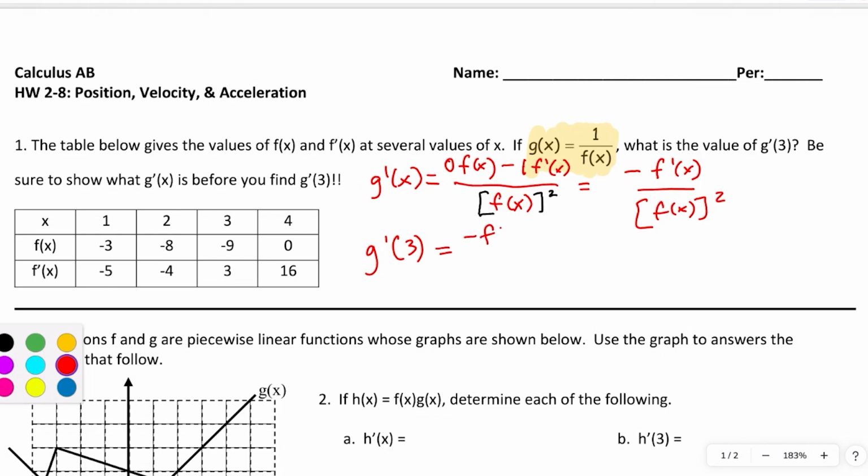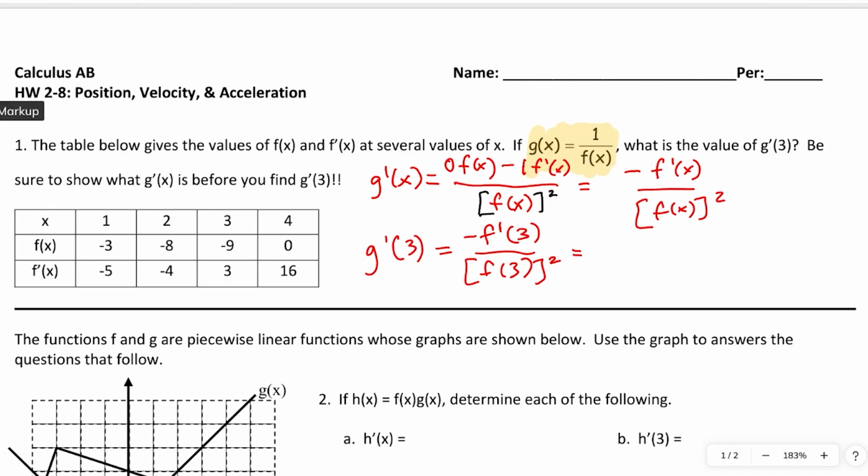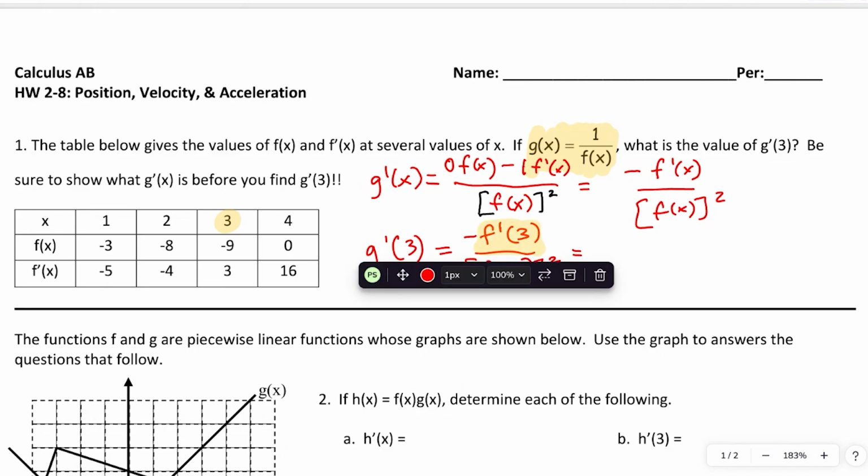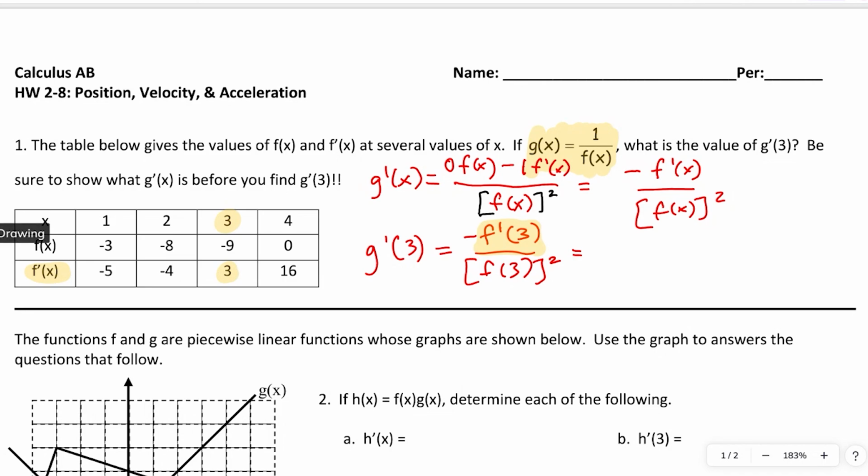So now I am going to go ahead and plug in 3. So the opposite of the derivative of f at 3, divided by f of 3 squared. To evaluate these functions, both f and f prime, we're going to use the table. And we see x is 3 right here. So if I need to find f prime 3, I'm going to look at the values for the derivative of f in this row, match it with the column 3, and report back negative 3. So negative 3 over f of 3.